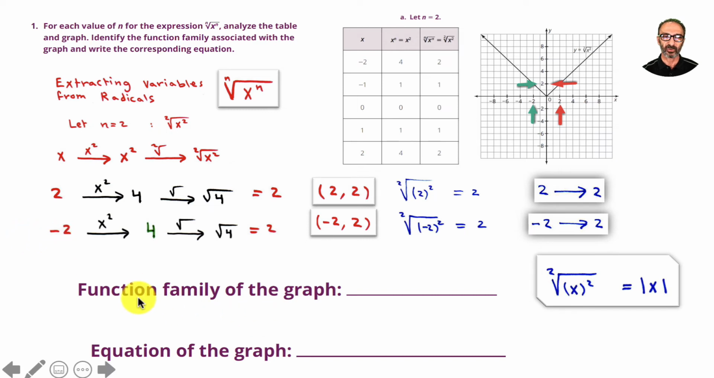So what kind of function family is this? It's an absolute value, right? It's a V shape, right? How do you write it as an equation? Y equals absolute value of x.